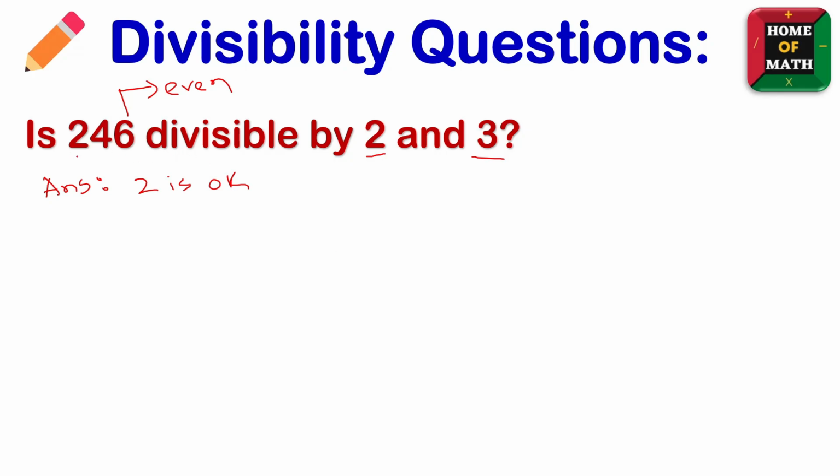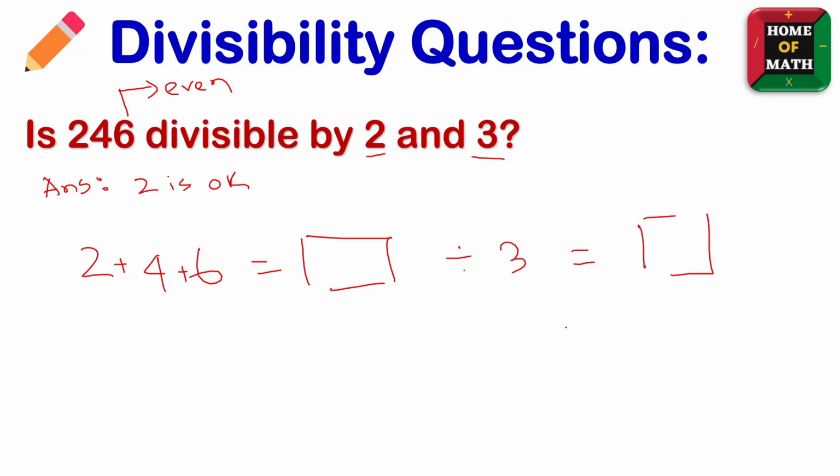We know here is 2, 4, 6. We add them together, and if the result is divided by 3 with no remainder, then that number is divisible by 3. Look, 2 plus 4 plus 6 is 12. This 12 we can divide by 3 because the answer will be 4, no fraction. So it is also divisible by 3. So we can say 246 is divisible by 2 and 3. So this is yes.